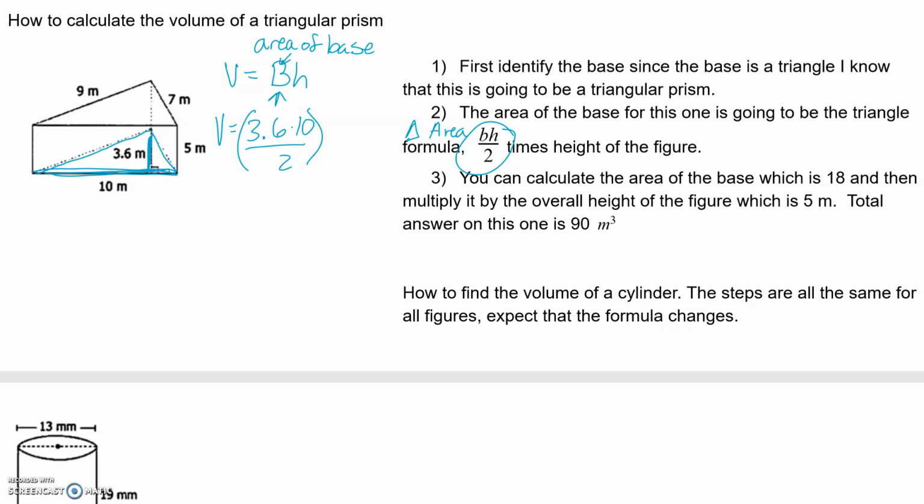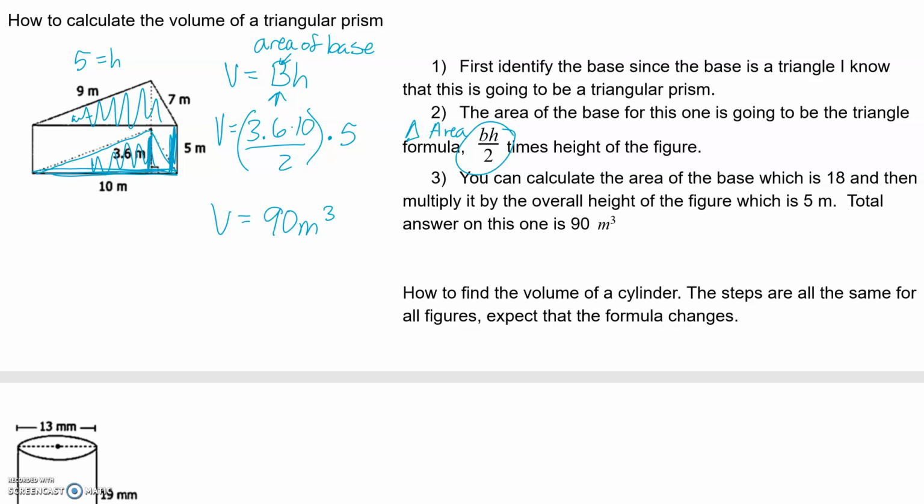All right, and then our height, which is always going to be the distance between the two parallel planes, or triangles in this case, which would end up being 5. So 5 represents our height for this figure. After you multiply all of this out, your end volume should be 90 meters cubed.